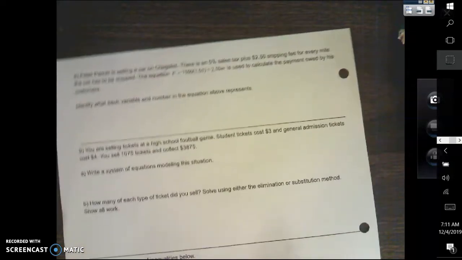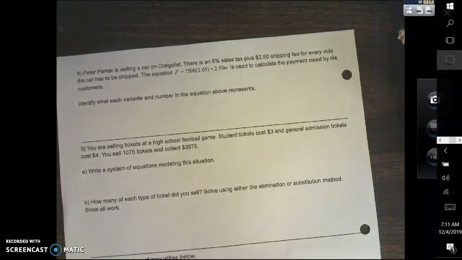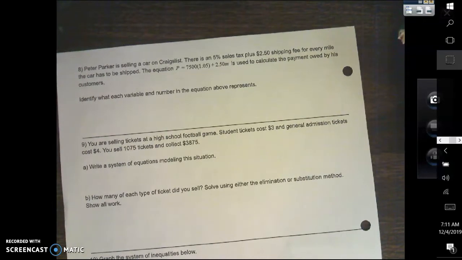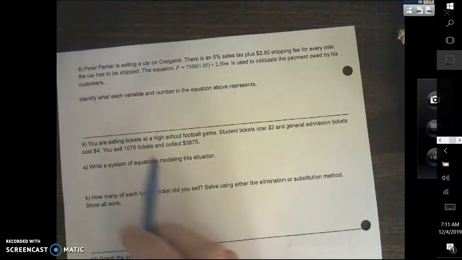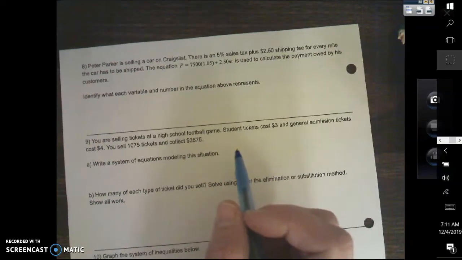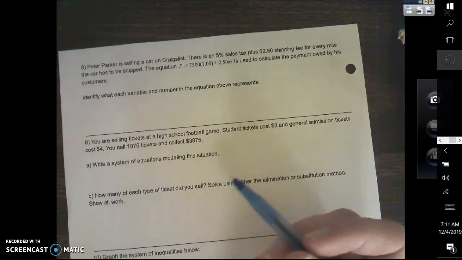Peter Parker is selling a car on Craigslist. There's a 5% sales tax plus $2.50 shipping fee for every mile the car has to be shipped. The equation P equals 7,500 times 1.05 plus 2.5M is used to calculate the payment owed by his customers. Identify what each variable and number in the equation represents. So this is one of those weird problems in the Keystone where there's not much math.